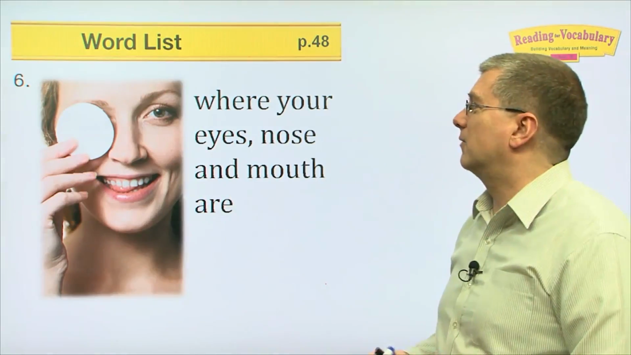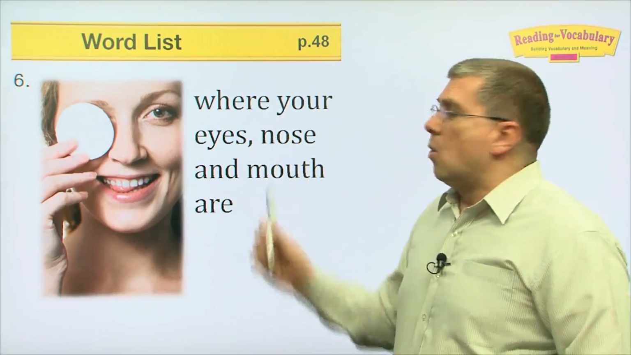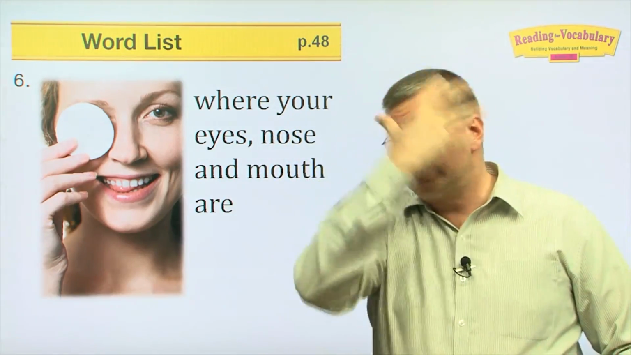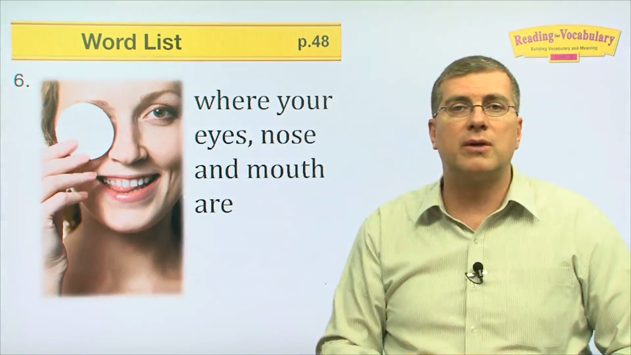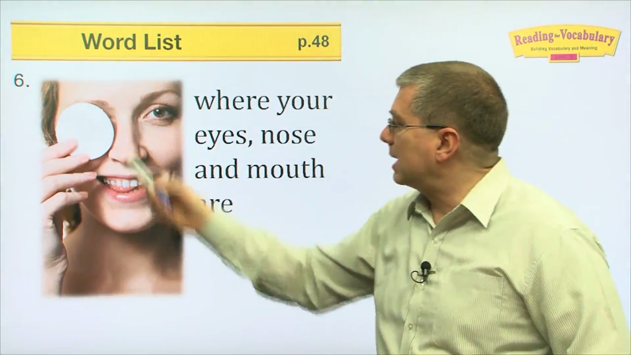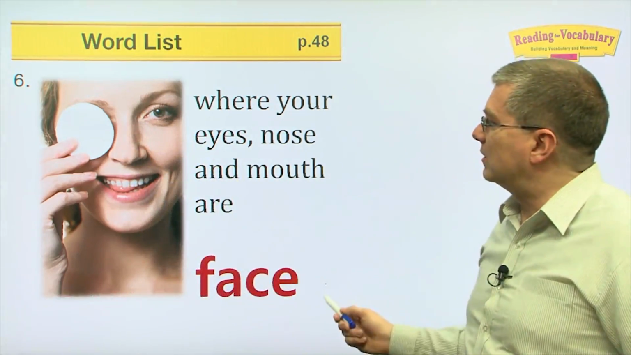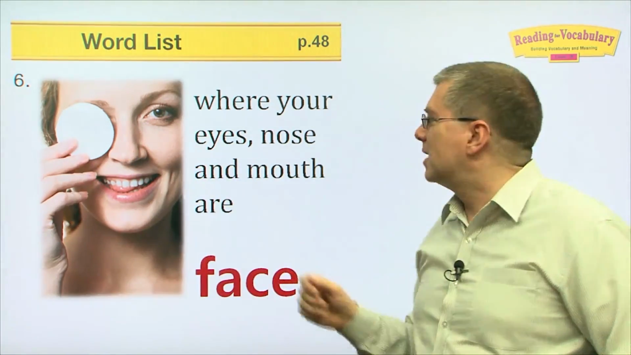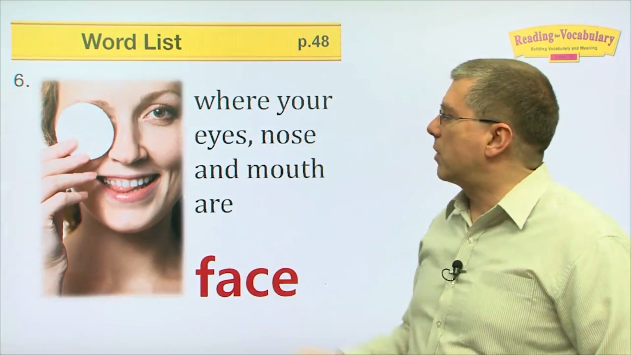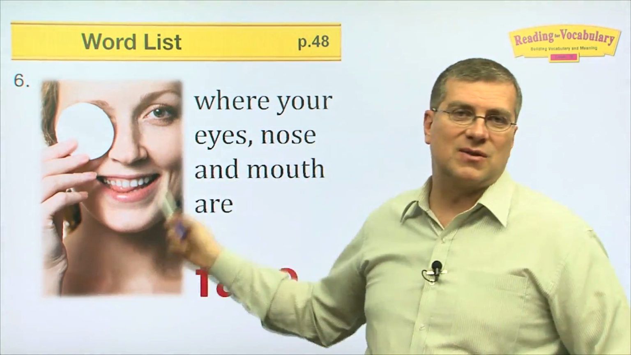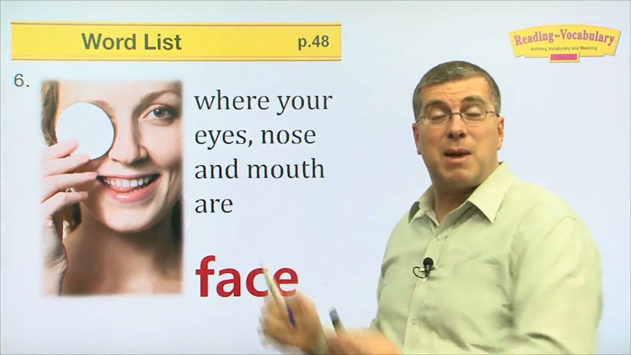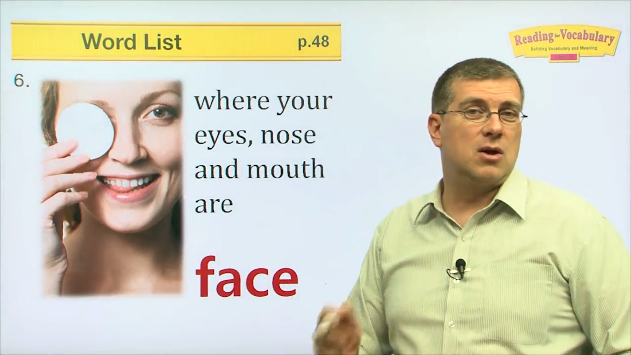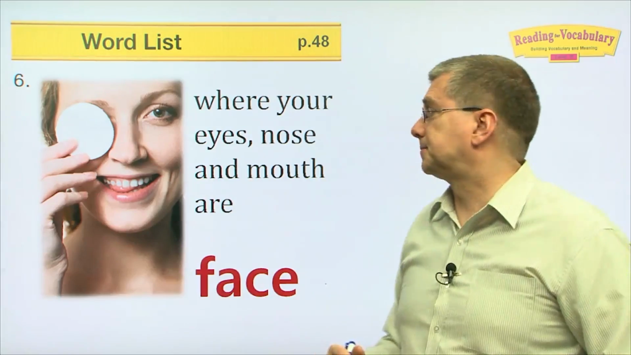Okay, next one, 6. Where are your eyes, your nose, and your mouth? Where are they? Of course, they're here. What do we call this part of our body? This part of our body here, we call it our face, okay? She's having fun. She's hiding one of her eyes, right? So, where your eyes, nose, and mouth are, that's a person's face. Remember when we looked at Mount Rushmore, we saw 4 faces. So, of course, we need to know what a face is.